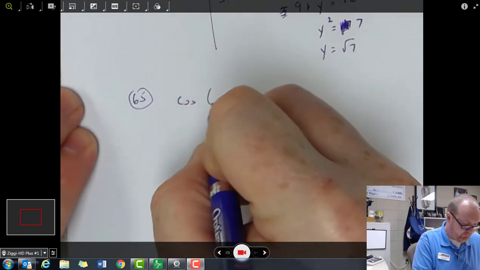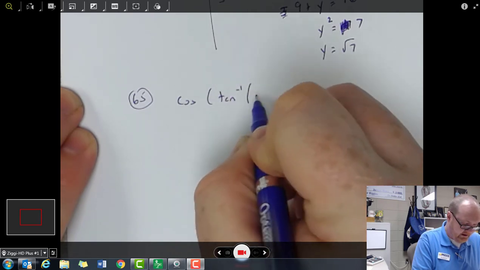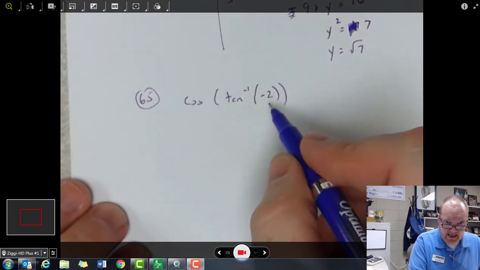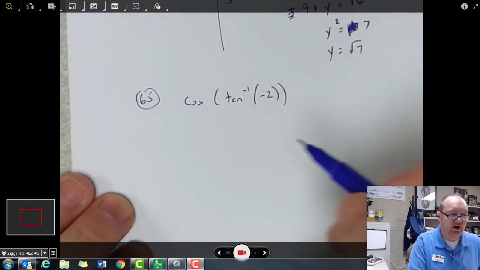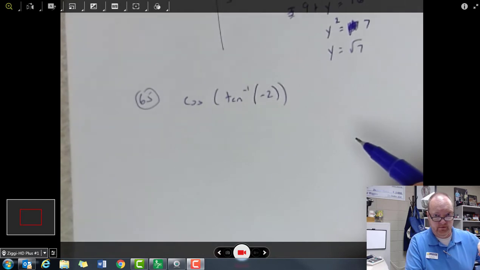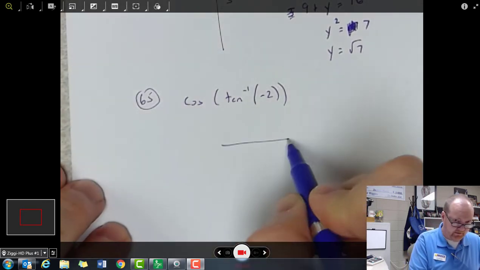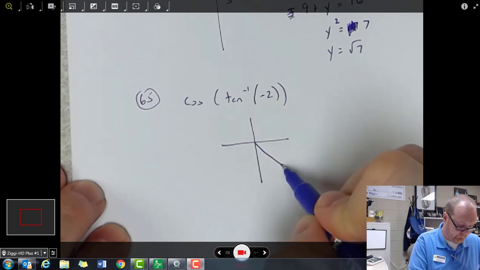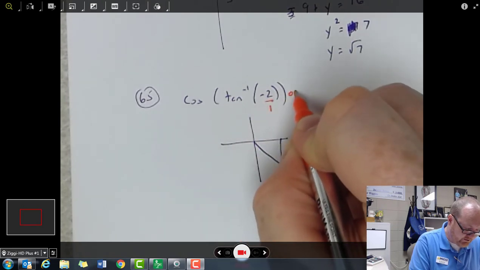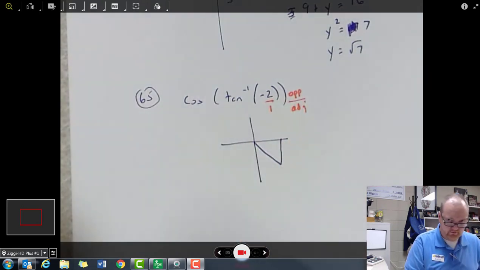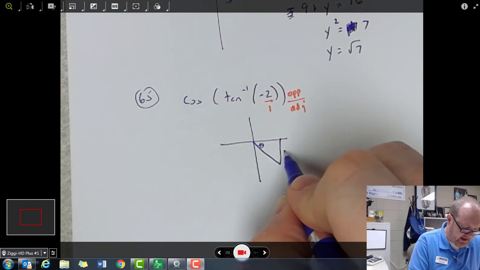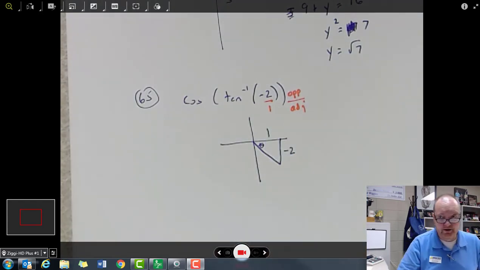asks us to find the cosine of the inverse tangent of negative 2. So again, if I'm interested in inverse tangent and it's negative, then I've got to put it in an appropriate quadrant where tangent is negative. So namely, in this case, quadrant 4. And then tangent is defined to be opposite over adjacent. So I'm going to label that triangle accordingly. So if this is theta, then the opposite is negative 2, and the adjacent is length 1.